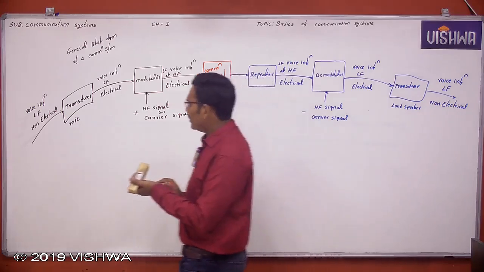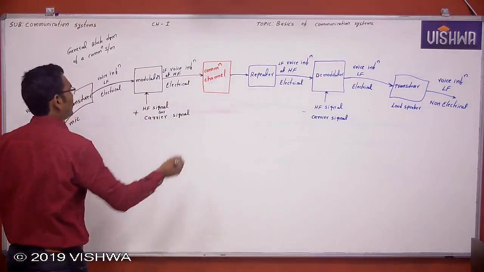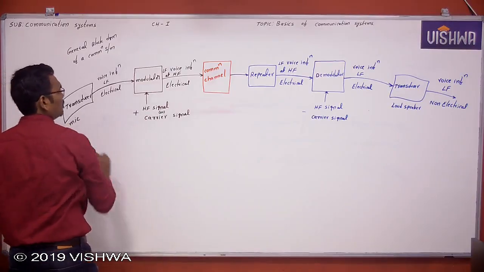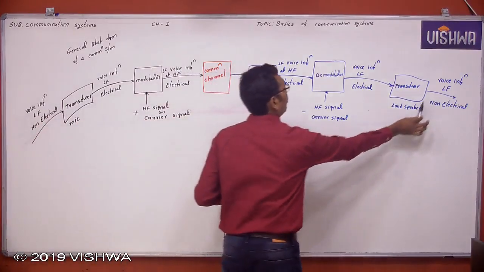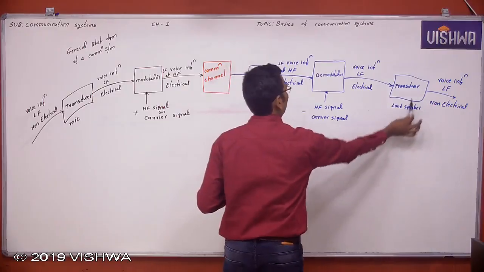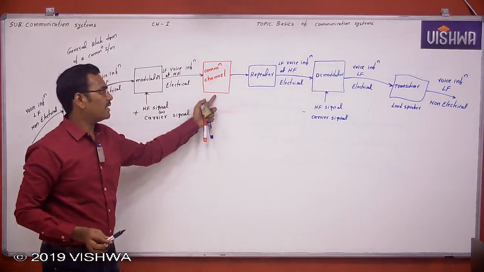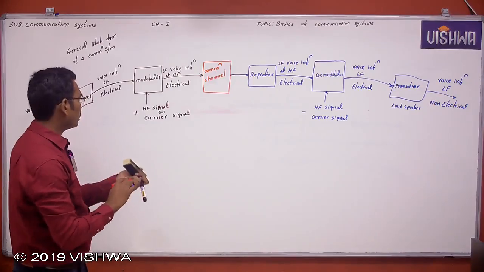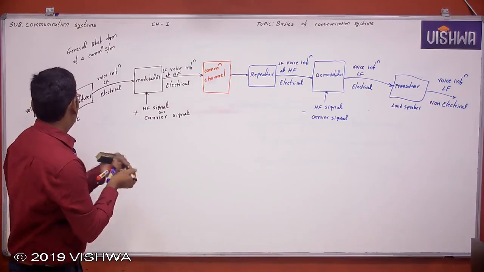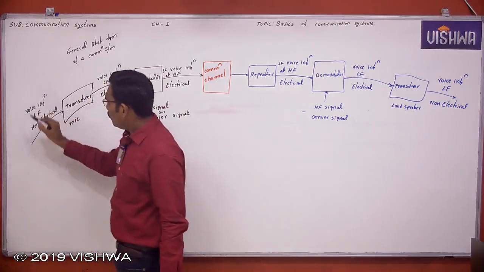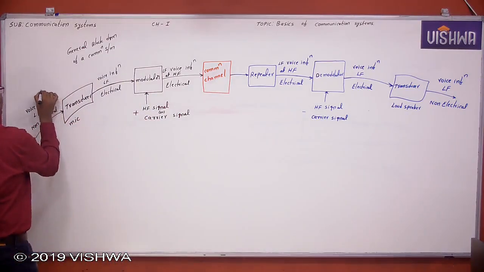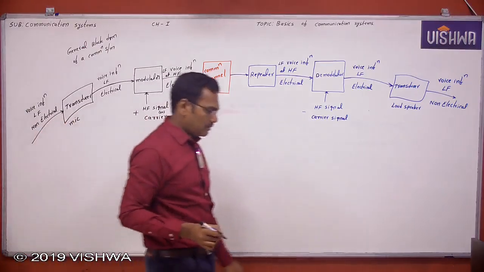So this is nothing but a transmitter section. This block is nothing but a transmitter section. Now this blue color block is nothing but the receiver section, and this red color block is nothing but the channel. Now see here. This is the signal which is a low frequency information signal. First you note down this, then I will give the names for that.